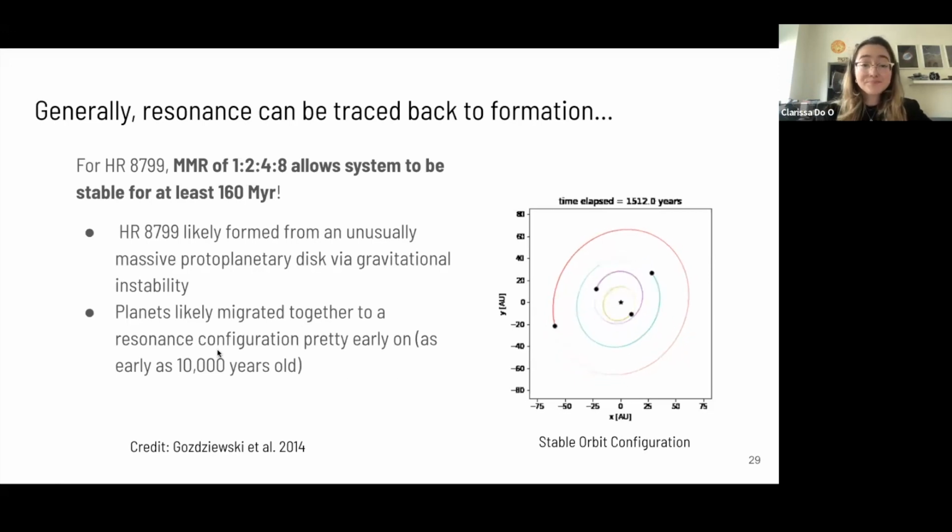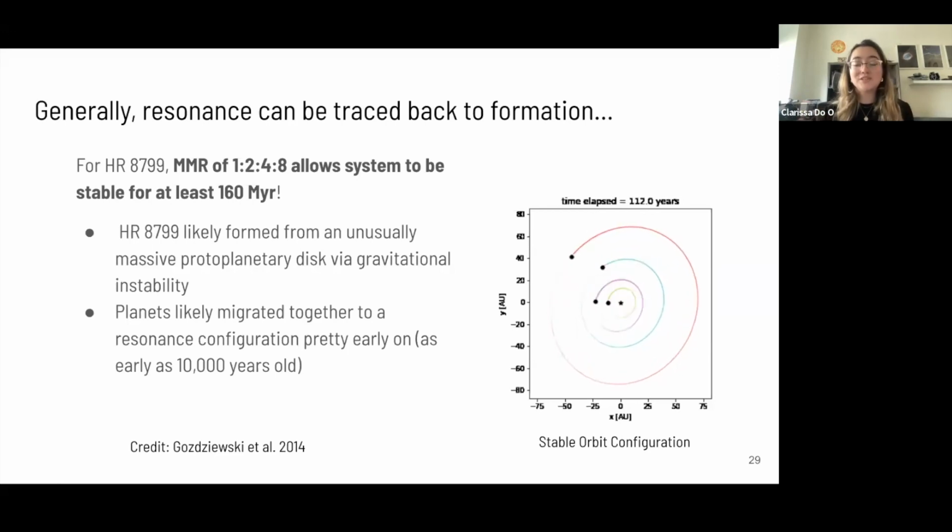And essentially, the simulations done by the same scientists who published the first paper in 2009 found that HR 8799 likely formed from a very unusual protoplanetary disk, mostly through gravitational instability, but the planets actually migrated together to a resonance configuration pretty early on, about as early as 10,000 years old. So it turns out that resonance can be one solution for the dynamics of these systems, for them to actually be stable, because they interact so much with each other that they end up being locked in this resonance.